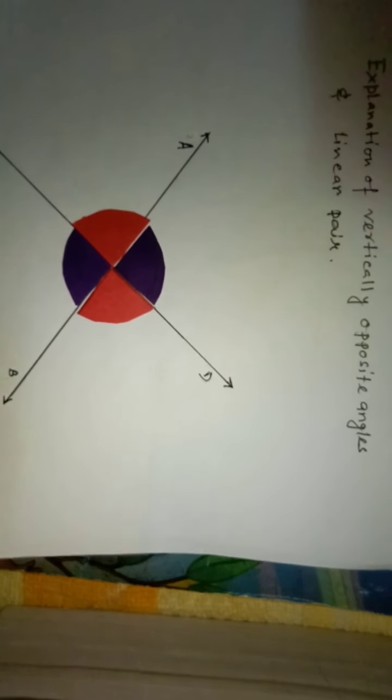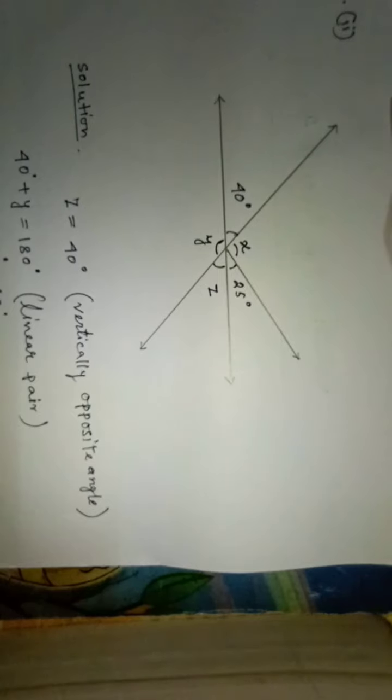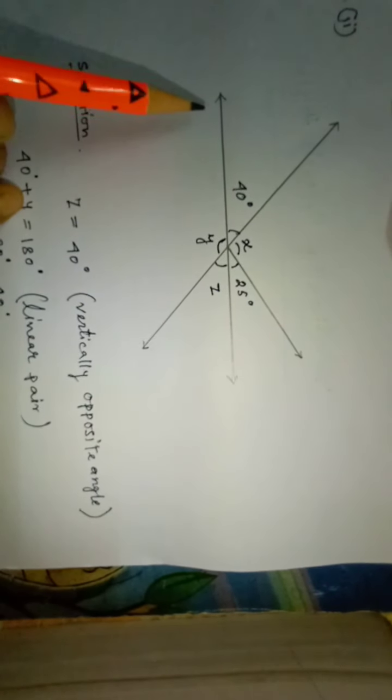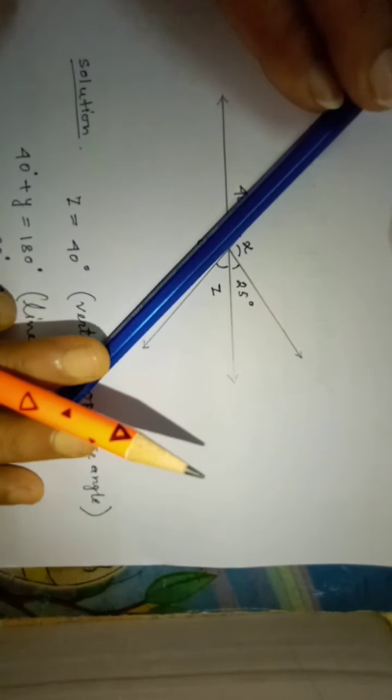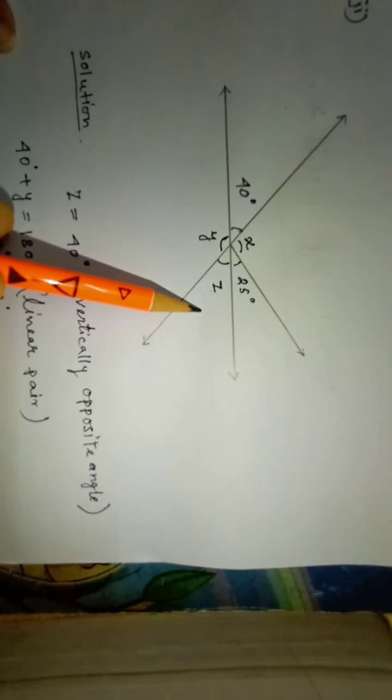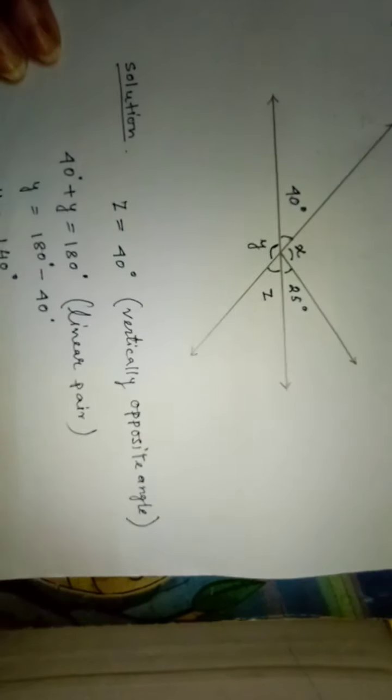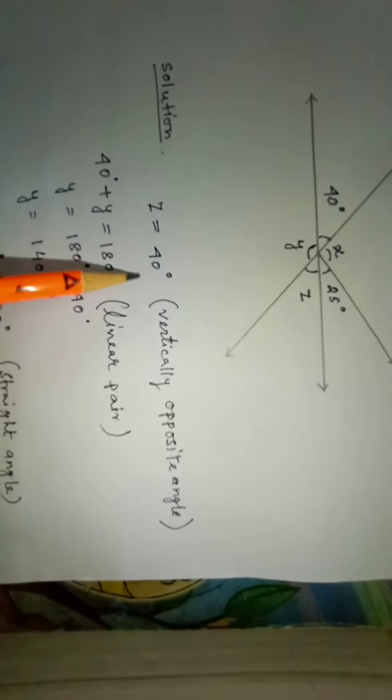Now see how to solve that sum. Here two line segments I can see. Here it is 40 degrees, and it is Z. Again you see that this is a line segment and this is another line segment. So 40 degrees and Z are vertically opposite angles to each other. Can you see, students? If these two angles are vertically opposite angles, we know that vertically opposite angles are always equal. So the value of Z is equal to 40 degrees.